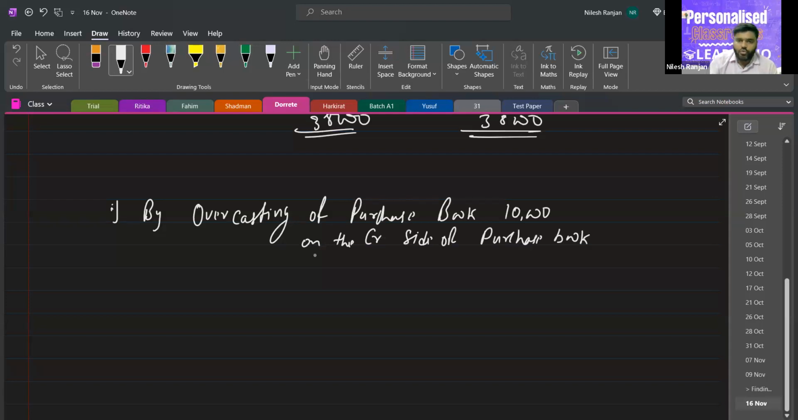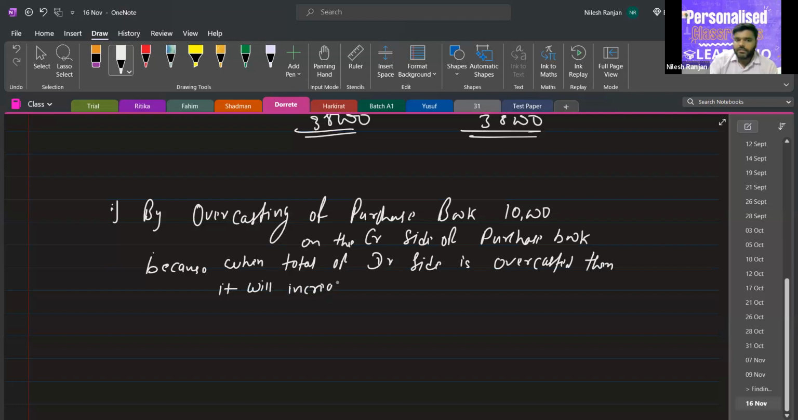If a question is asking you to give a reason or you want to give a reason, it will be on the credit side of purchase book because when the total of debit side is overcasted, then it will increase the balance of purchase account. Okay, so this is how you will write if you want to give the reason. Is this clear?